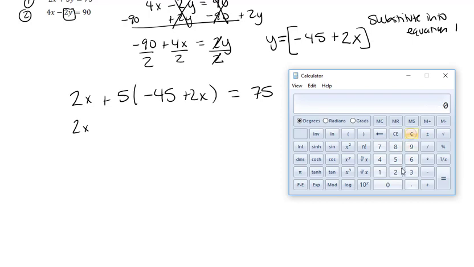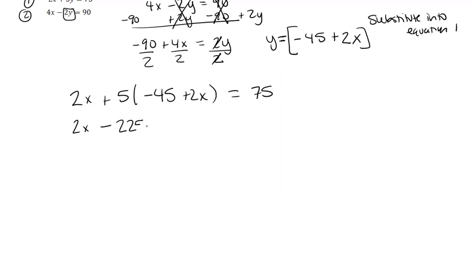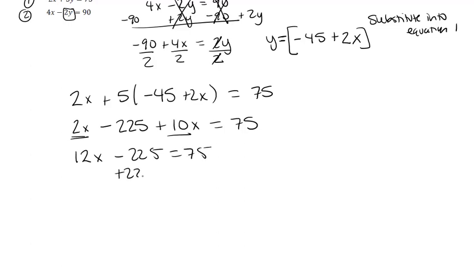We'll get our calculators out. 45 times 5 is 225, and it's negative. Minus 225. Now 5 times 2x is 10x, which is equal to 75. Next, we need to add these terms together to simplify. So we get 12x minus 225 is equal to 75. We add 225 to both sides. This gets rid of it here. So now we have 12x equals 75 plus 225, so we get 300.